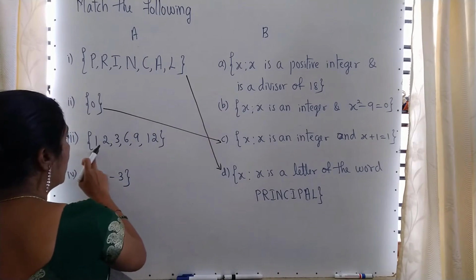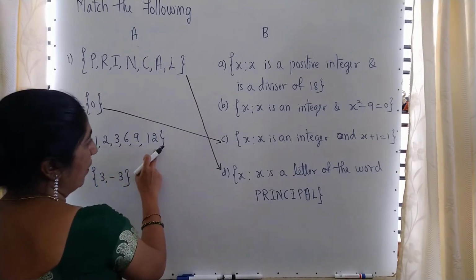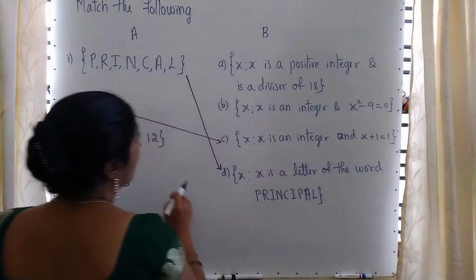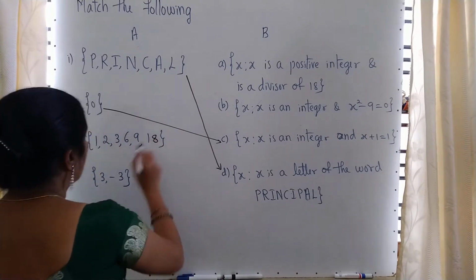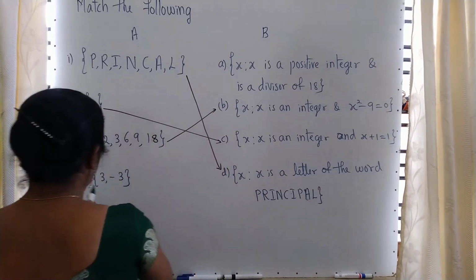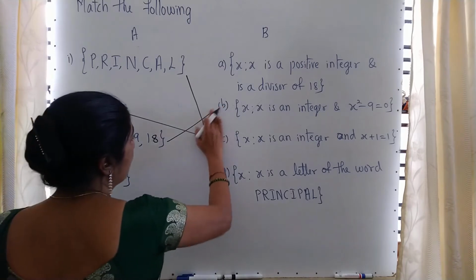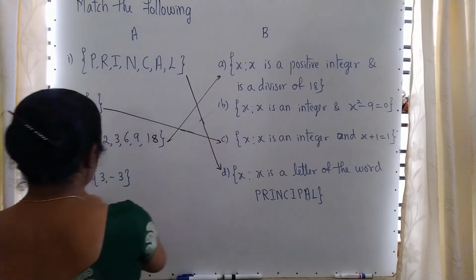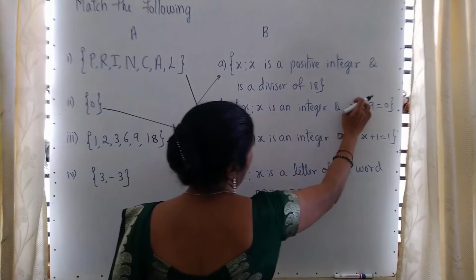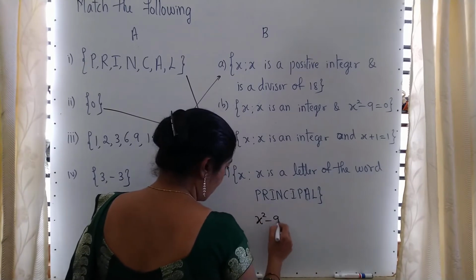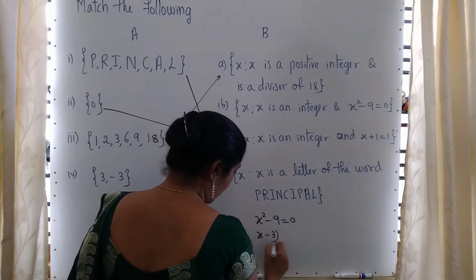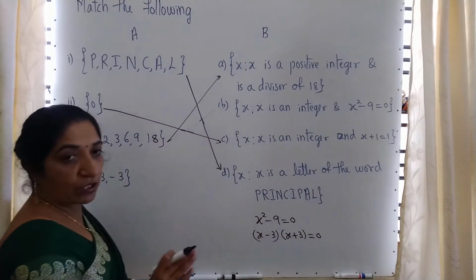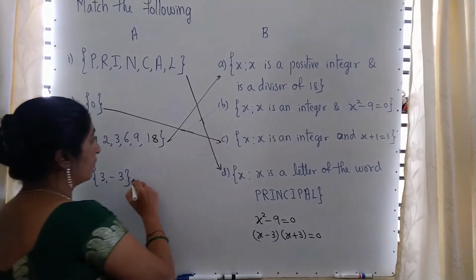Next, third one: 1, 2, 3, 6, 9, 12. Here x is a positive integer and a divisor of 18. So the third one is related with A. Sorry, I'm really sorry. Next, the fourth: 3 and minus 3. When you solve x square minus 9 is equal to 0, that is nothing but x minus 3 and x plus 3 is equal to 0. When you solve, you will get x is equal to 3 or minus 3. So the fourth is related with B.